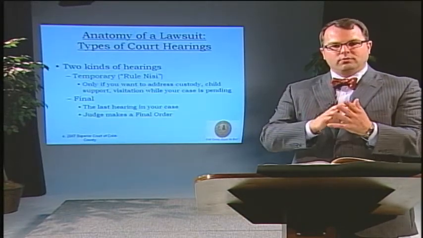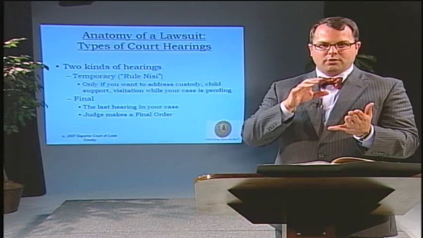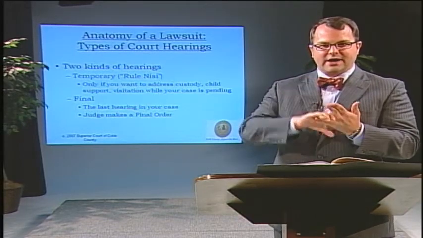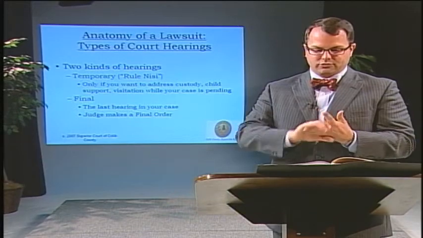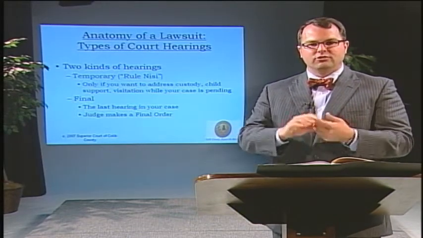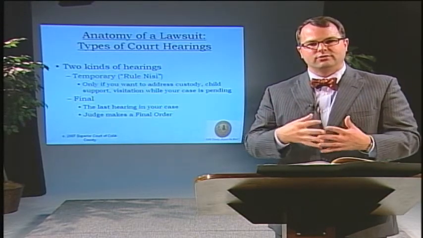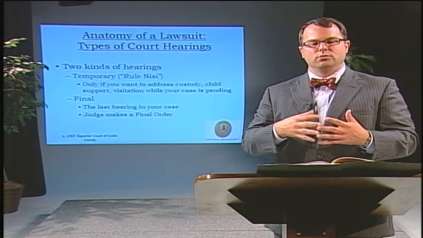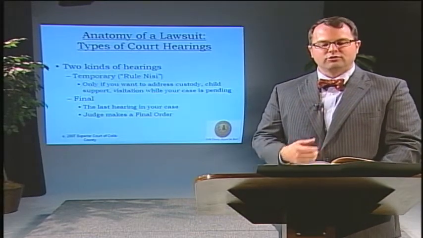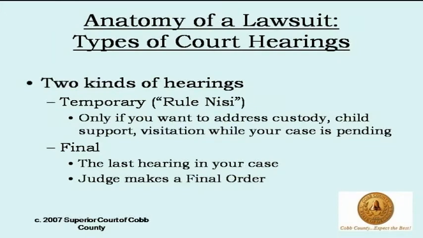So at this point, we're now moving along in the lawsuit process. We've determined what kind of case we have. We've filed that case in the proper venue. We've had it served. The other party has responded. And so now you proceed to the point of the lawsuit where you actually go to court and have your case heard. You present evidence that the judge uses to rule upon, to issue a ruling in your case. There's two types of hearings. There are temporary hearings, and then there are final hearings. The only thing you need to know about the difference between these two is that a temporary hearing only applies if you're trying to address custody, child support, or visitation while the case is pending.